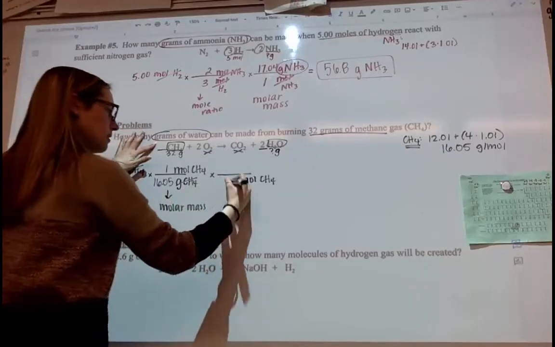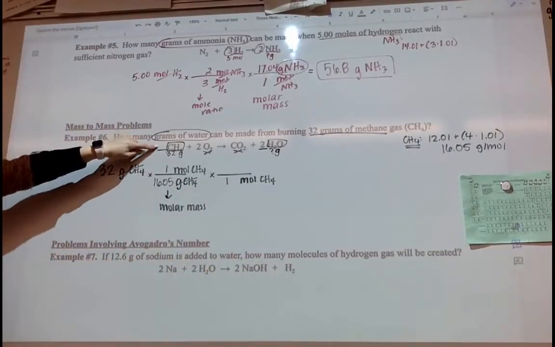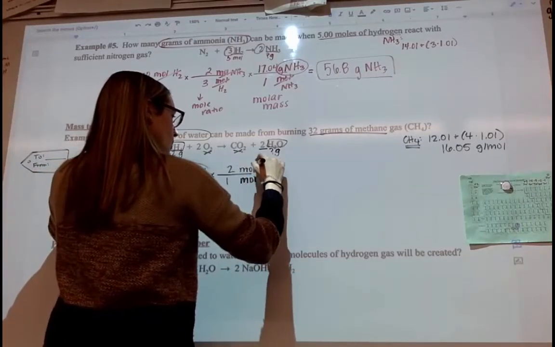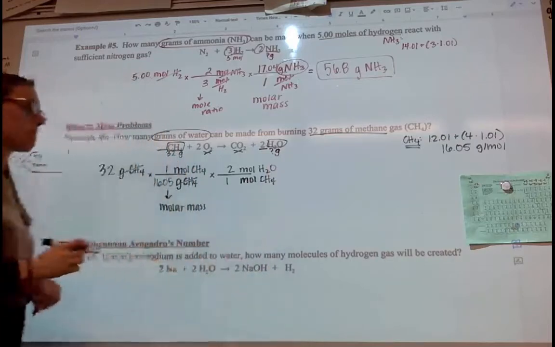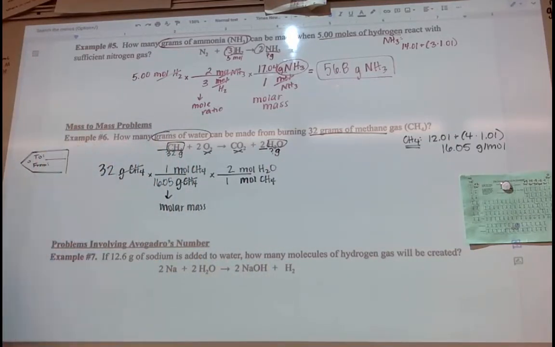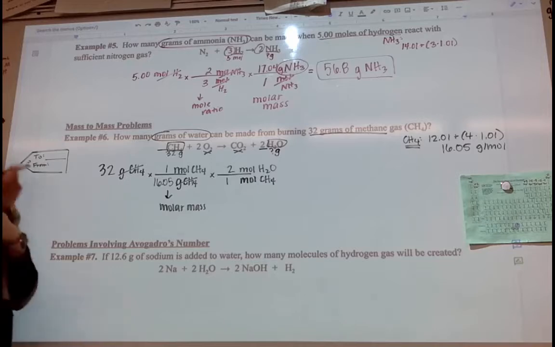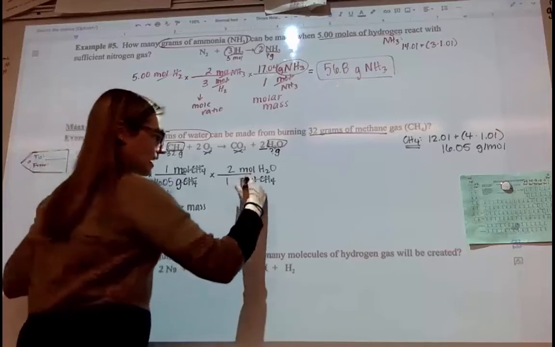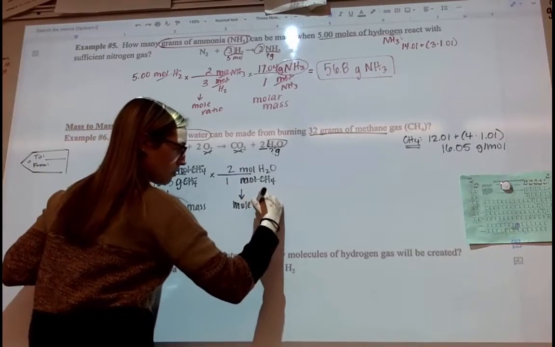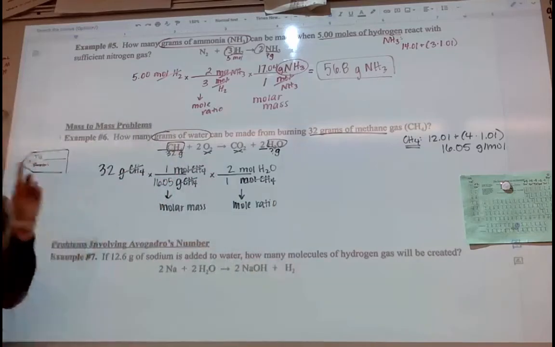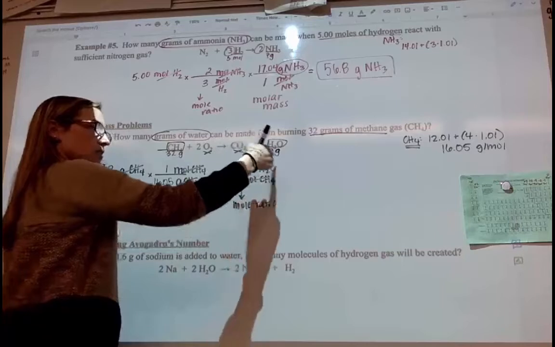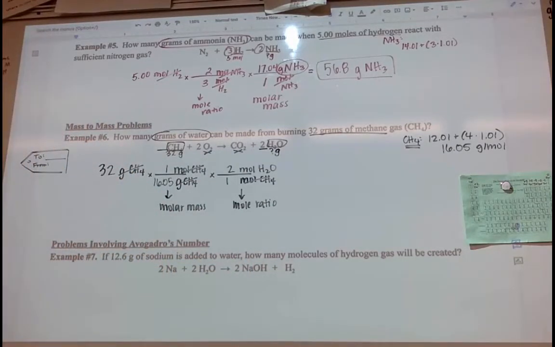For every 1 mole of methane that we burn, because if there's nothing there, it's assumed to be a 1, we produce 2 moles of water. For every 1 mole of methane that we burn in the lab, we produce 2 moles of water. So now moles of CH4 have canceled. Again, this is the mole ratio. This allows us to convert between 2 different substances, moles of one substance to moles of another. So now if you look at how our units are canceling, we're at moles of water.